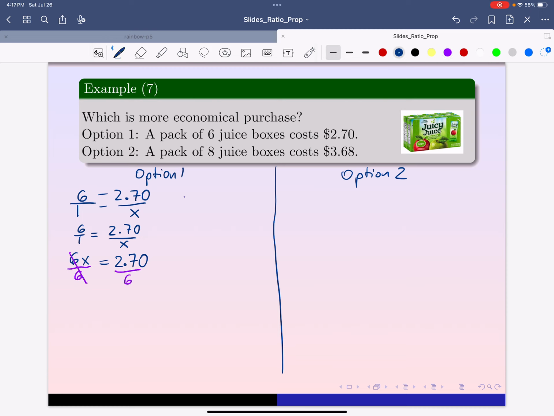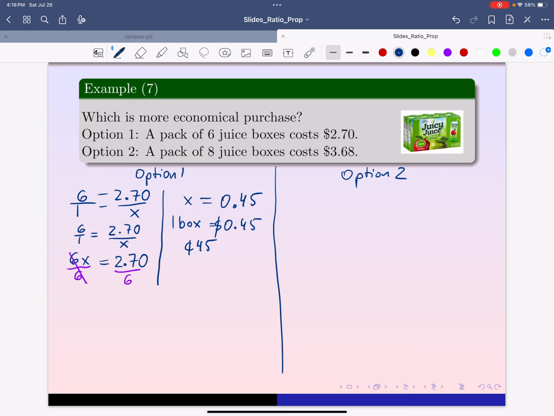So my x is 2.7 divided by 6, which is 0.45 of a dollar. So one juice box costs 0.45 of a dollar. In other words, 45 cents.